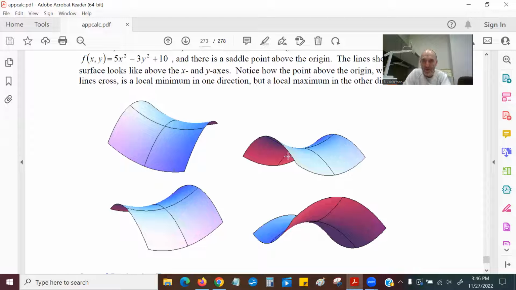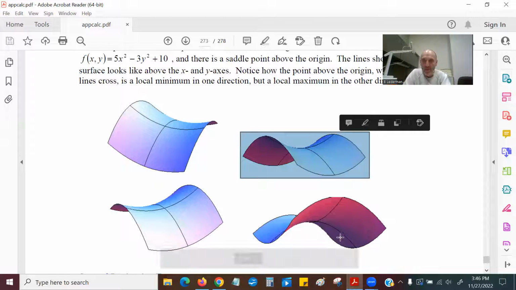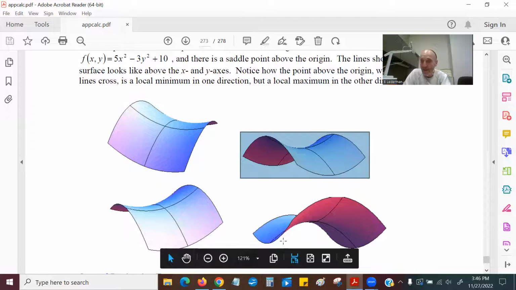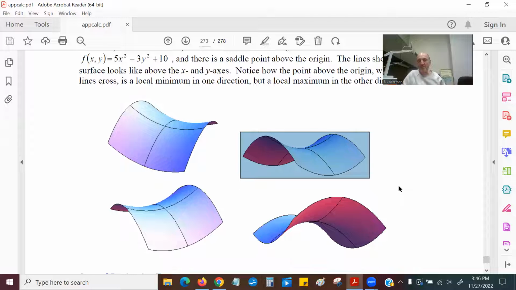Because if you look at it from the top, it's kind of a min. But if you look at it from the bottom, it's kind of a max. So what is it? A min? It can't be both. It's got to be one or the other, but it's sort of contradictory. So it winds up not being a min or a max. And that's an example. Yet that point is a critical point.